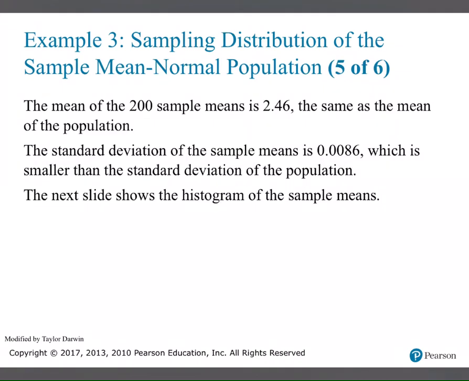If I added all of those 200 sample means together, I'd get 2.46, the same as the mean of the population. So in doing this, you will either get really, really close or you will get the same mean as the population. So it's a really good estimator. And then the standard deviation was 0.0086, which was actually smaller than the standard deviation of the population.